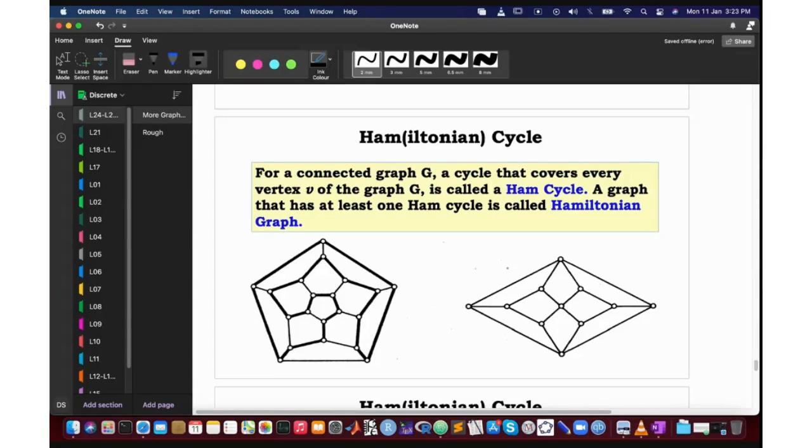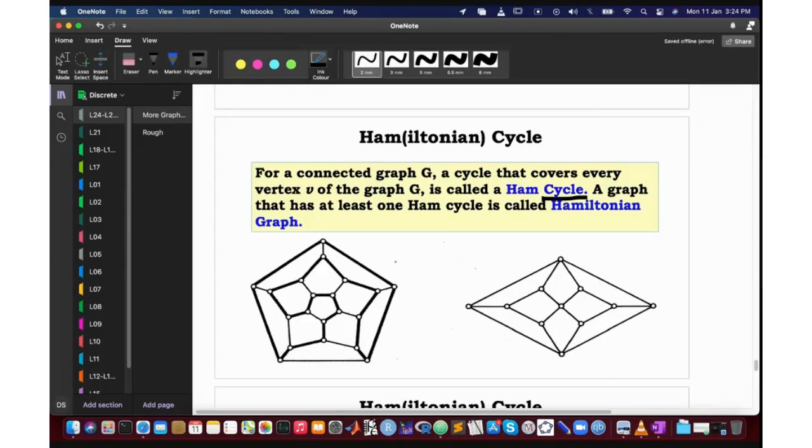Remember, the difference between a cycle and a circuit was that circuits can visit a vertex more than once. A cycle is a path, right? You can't visit a vertex more than once, except for the first and the last vertex. Other than that, you must visit every vertex only once. The question is, does there exist a cycle which visits every vertex in your graph?